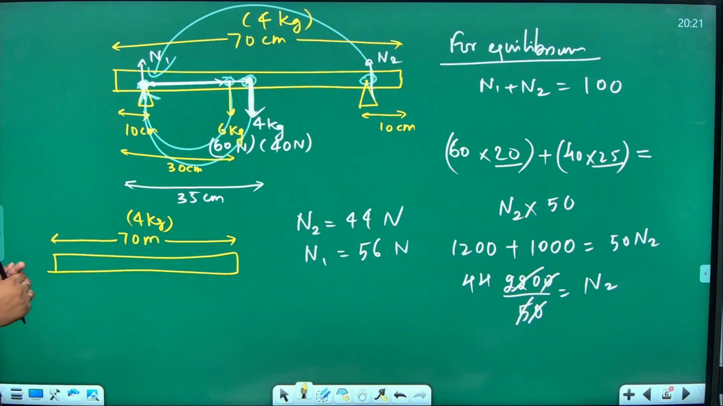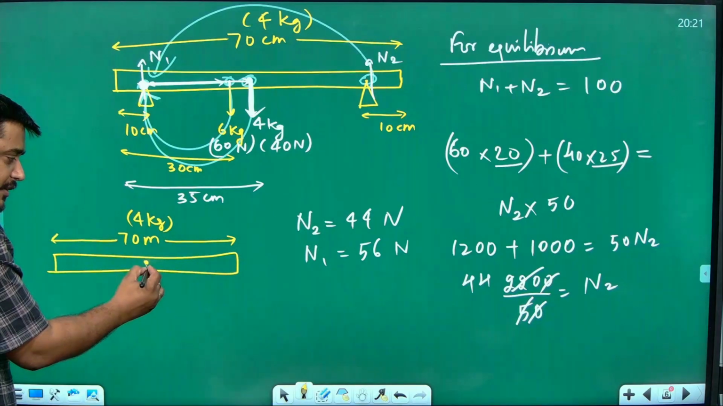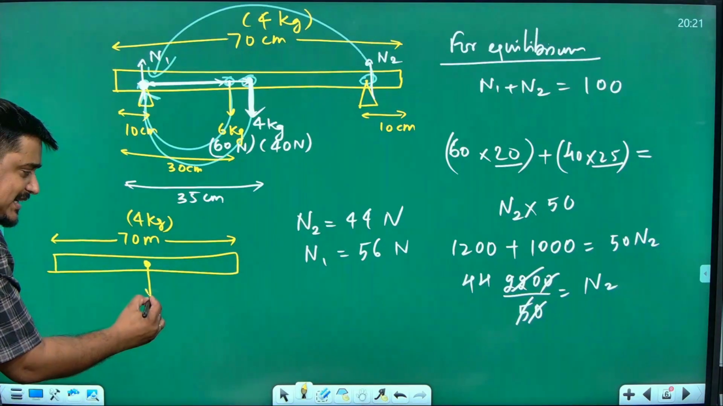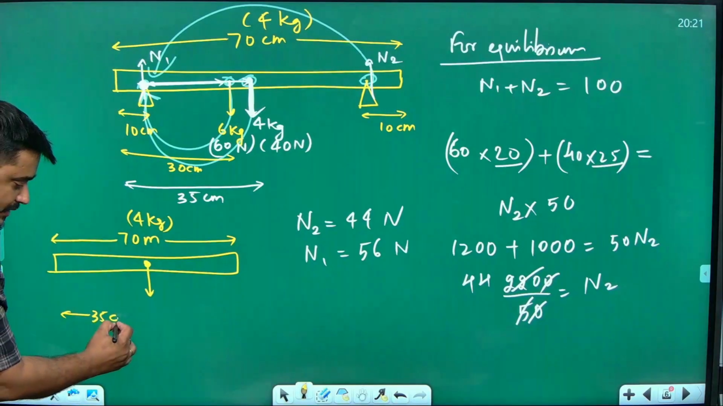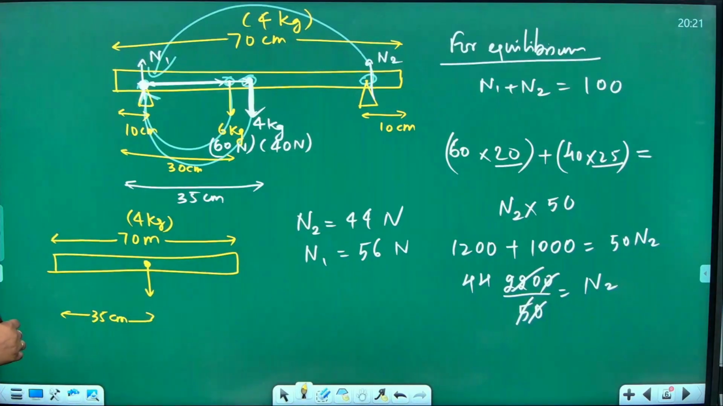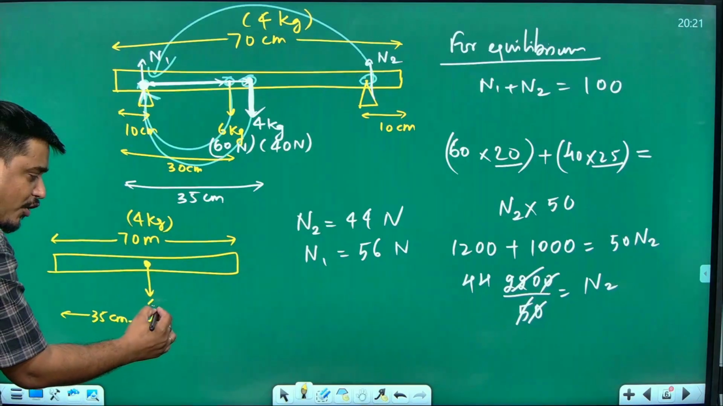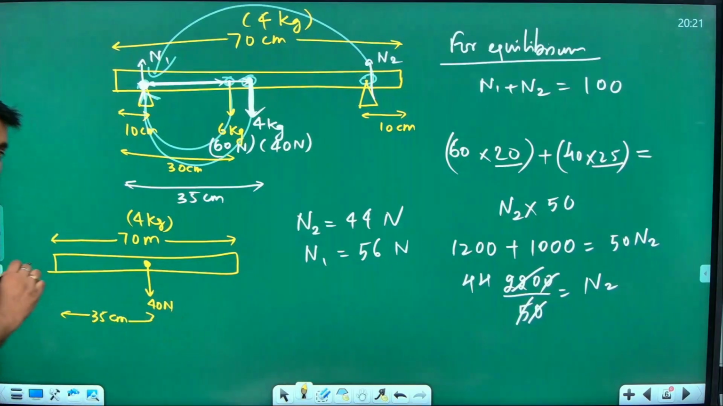Tell tomorrow, 35. Good. Be confident. So 70 is the total length, the middle will become 35. So this 4 kg is hanging at 35 from the end. Right, Lalit? Yes, sir. So 4 kg means 40 newtons. You are okay with this?